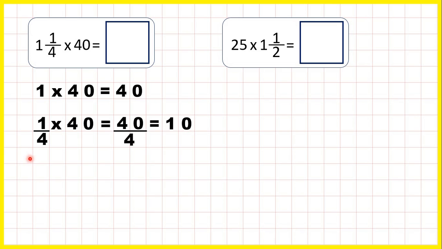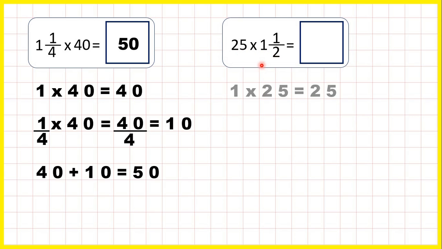There's no remainder, so sometimes when you multiply a fraction by a whole number, you will get a whole number as your answer. So now we're just adding 40 and 10, which gives us 50 as our answer. Now 25 times 1 1/2. Well, 1 times 25 is 25, so now we can work out 1/2 times 25 and add up our answers.